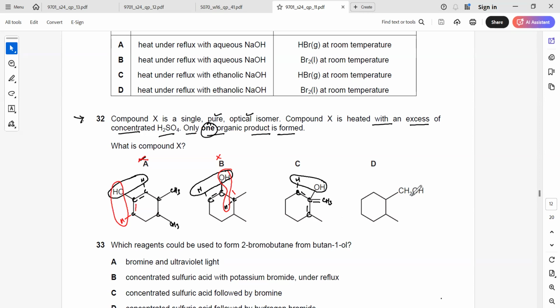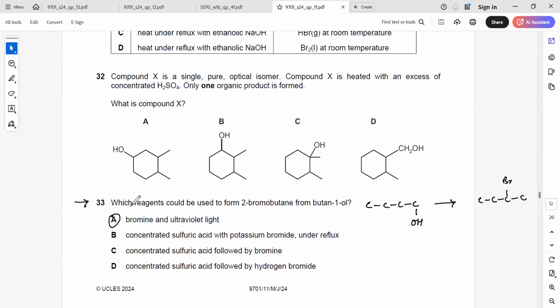Okay, but in this case, you can see only one product is possible, which is the elimination of this water, and we get a double bond here. So that is the only product which is possible in this case, right? So option D is correct. They are saying the only one product which is possible. Is it clear?